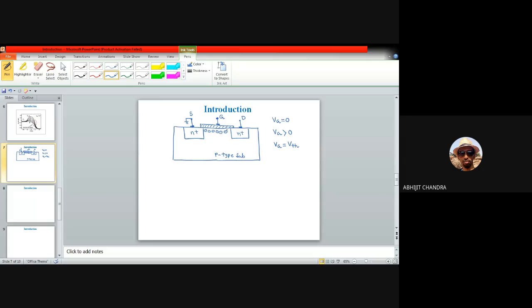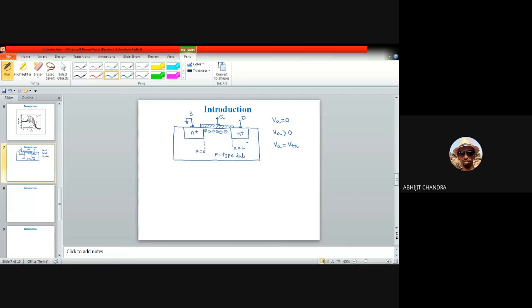That means along this channel, from x equal to 0 to x equal to L, suppose this stands for x equal to 0, that is the beginning of the channel, and this is the end of the channel, x equal to L. In fact, the channel plays a very vital role in MOS technology.